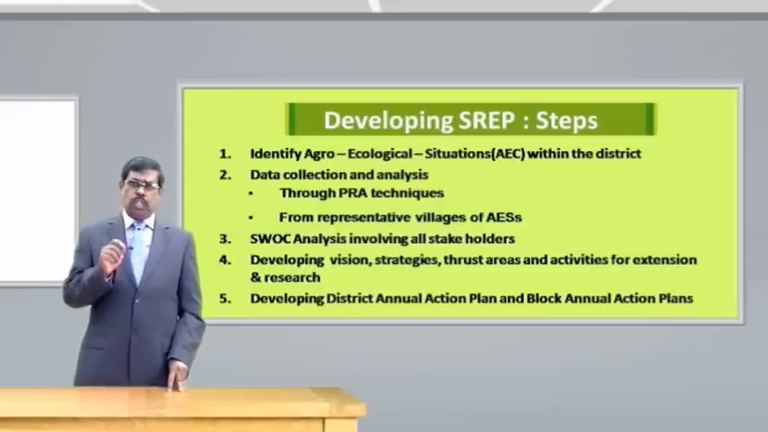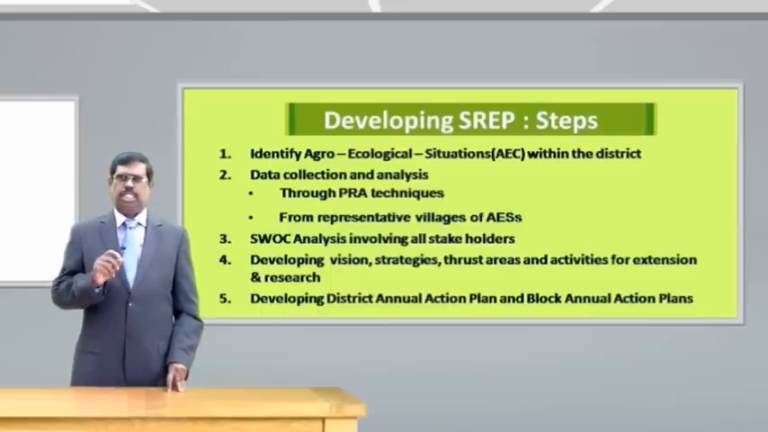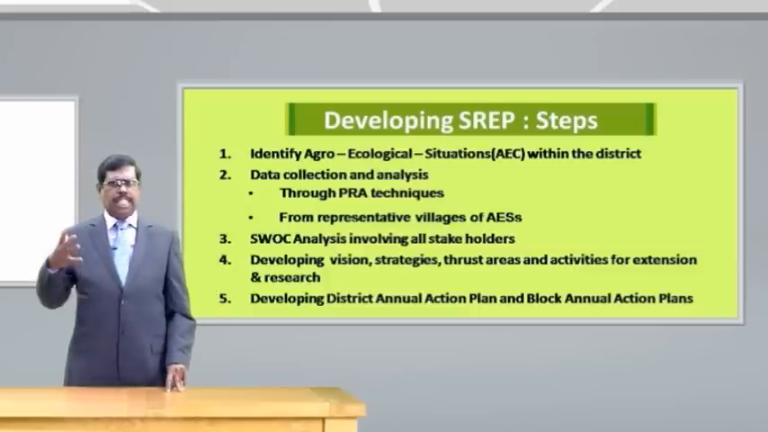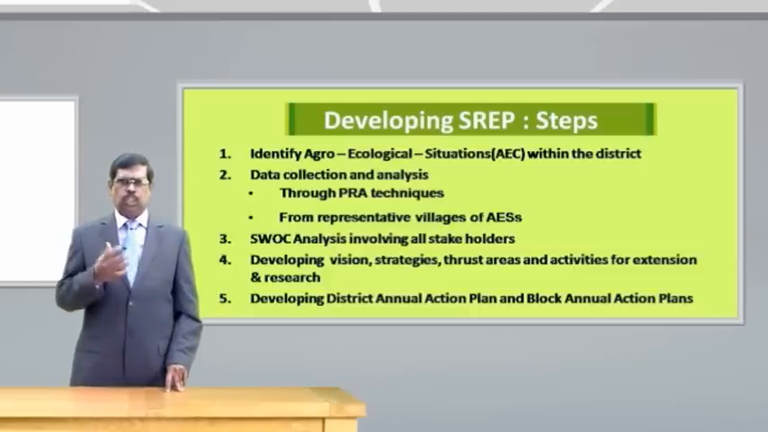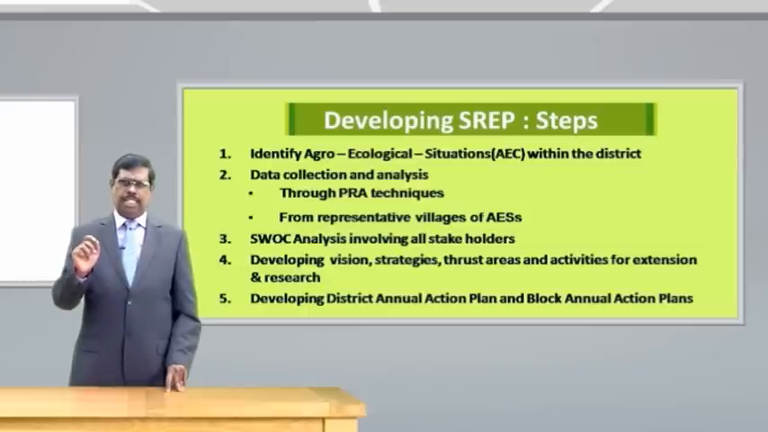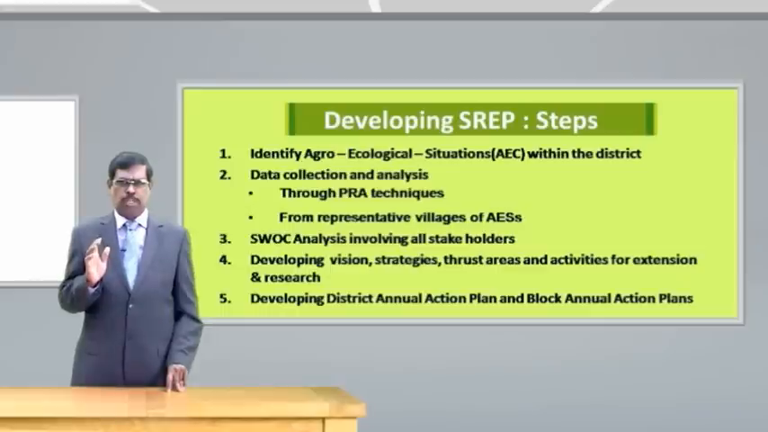Then we need to collect data, and also we need to go for analysis. This data collection, we suggest, has to be done in a participatory way through PRA techniques. There are several PRA techniques where the farmers, extension functionaries, scientists and others can jointly do this exercise to get realistic, factual data from the farmers and from the field. And from each AES, we need to have a representative village to collect this data, because we cannot collect data from all the villages, it is not possible. So, representative villages we have to choose.